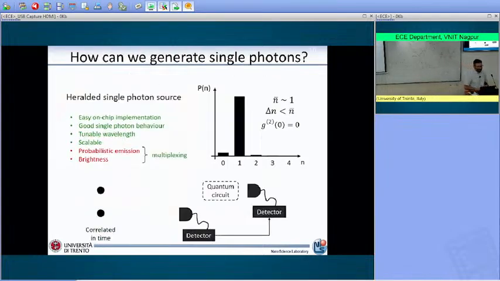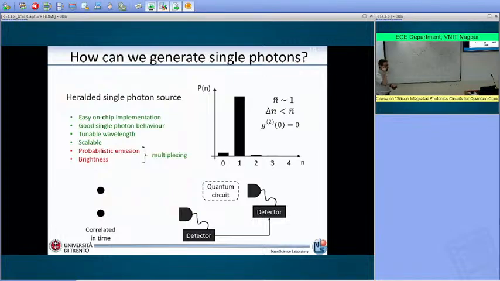Then there is another technology. And this technology is based on what is called heralded single photon sources. Okay, so the idea of the heralded single photon sources is the following. Let us start from entangled photon pairs. So let us start from a photon pair that is correlated in time. Correlated in time means that in a certain time instant, I know that I have the two photons because they are correlated in time.